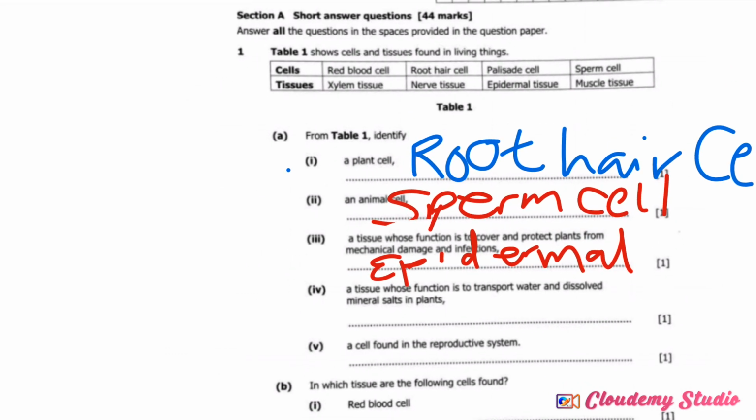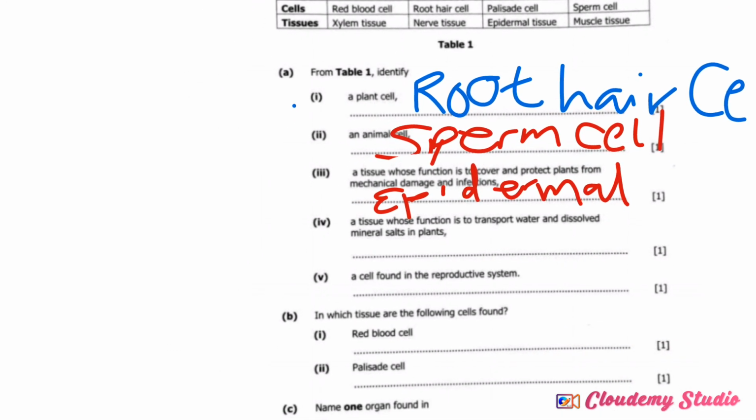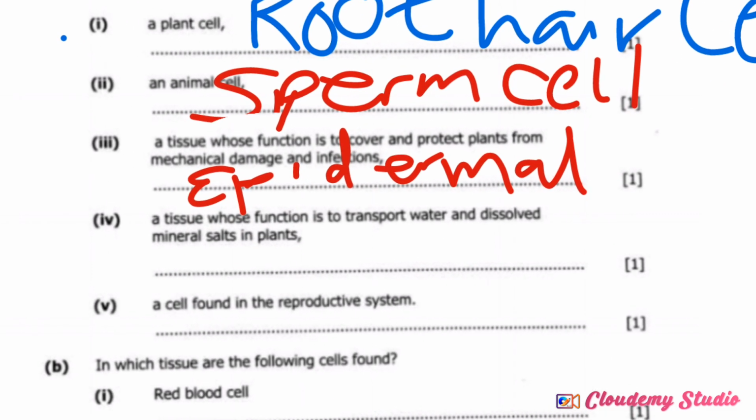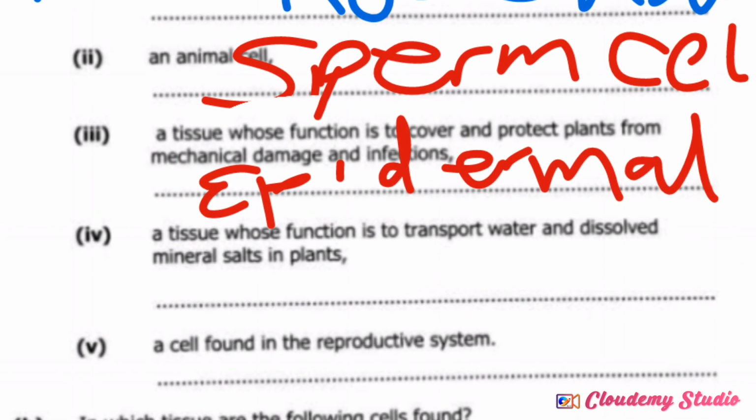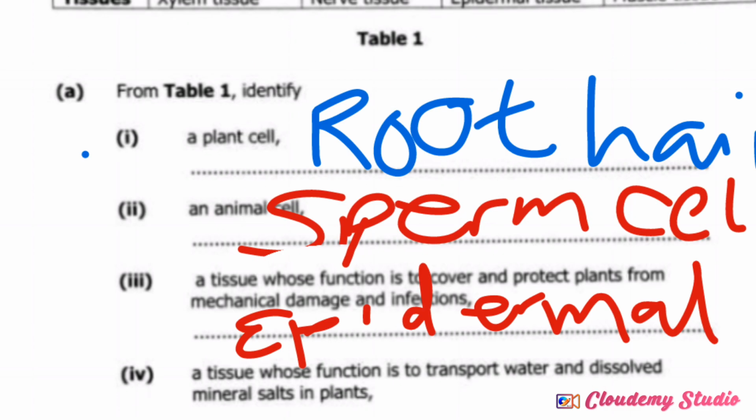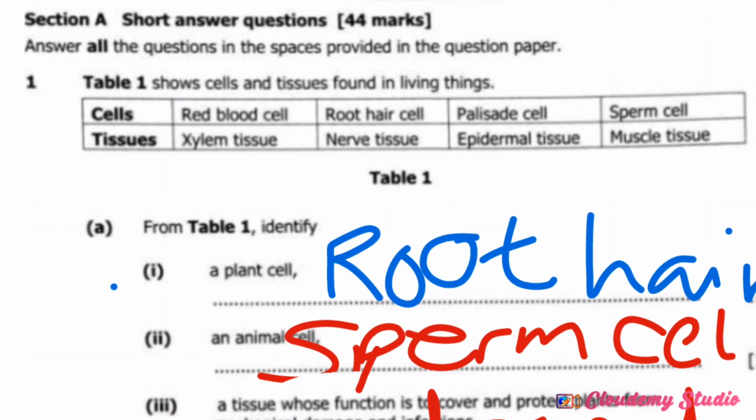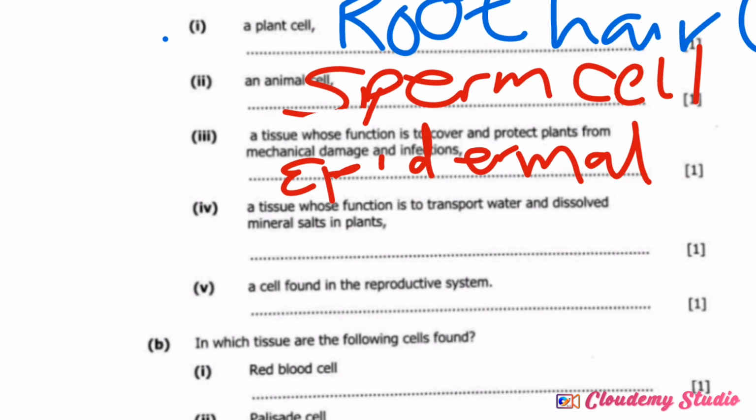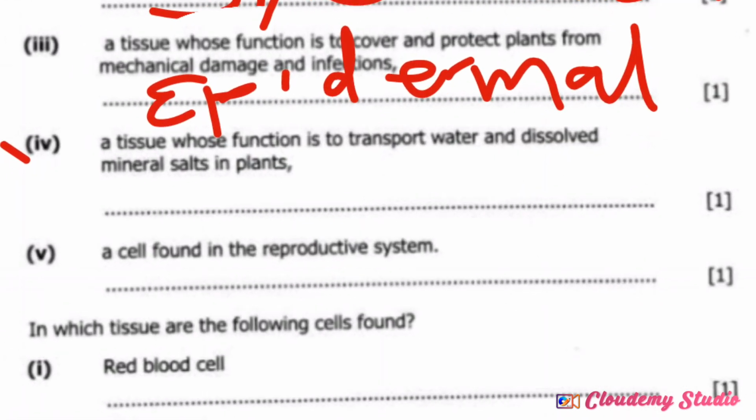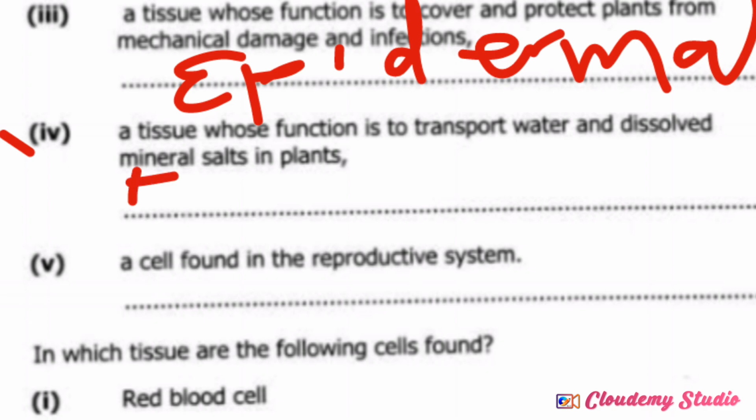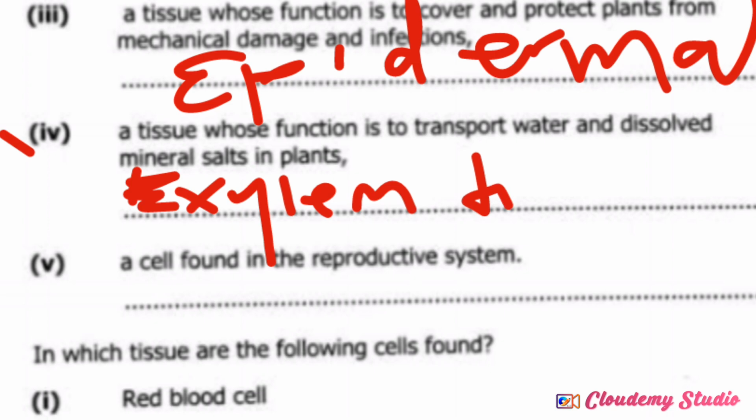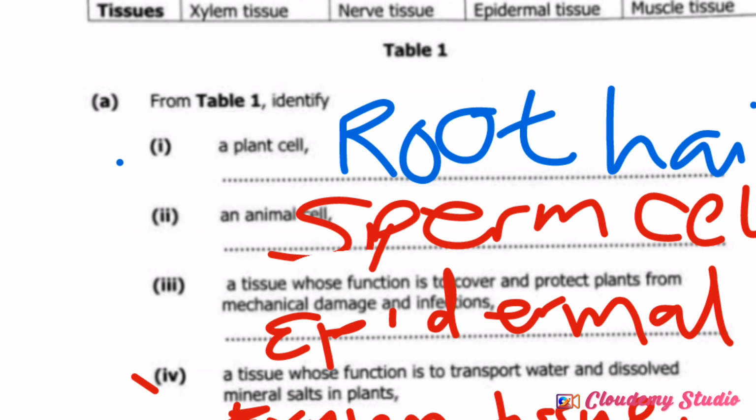The next question is about the same table. A tissue whose function is to transport water and dissolved mineral salts in plants. So here is fast forward now. Already we said we have got 2 plant tissues. We have got the xylem tissue and the epidermal tissue. And I said the xylem tissue is the one which is used for transportation. So here where they ask about transportation, definitely the answer is the xylem tissue. So xylem tissue is the answer here. Then we go to the next question.